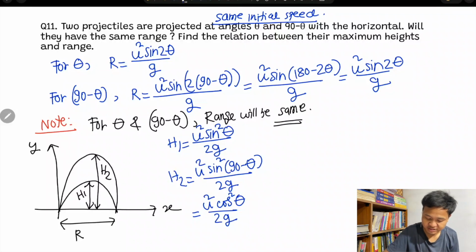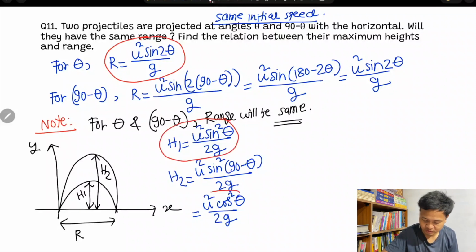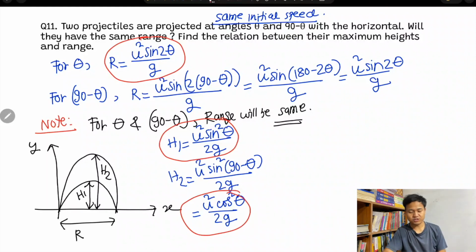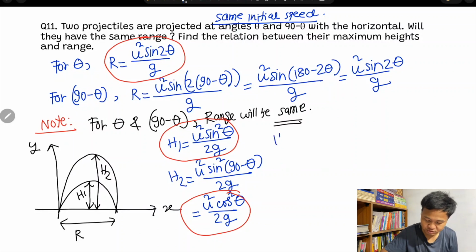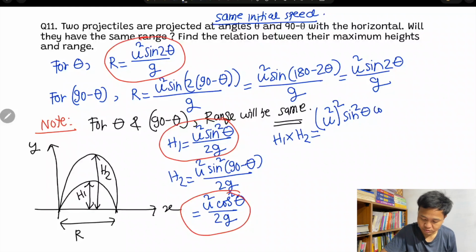You also have the range. So range is u square sine 2 theta by g. h1 is this, h2 is this. h1 has sine square theta, h2 has cos square theta. Let's multiply h1 and h2. You'll have u square into u square, u square the whole square, so sine square theta into cos square theta divided by 4g square.